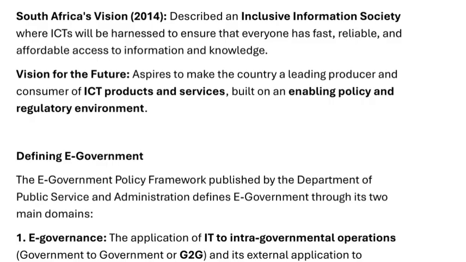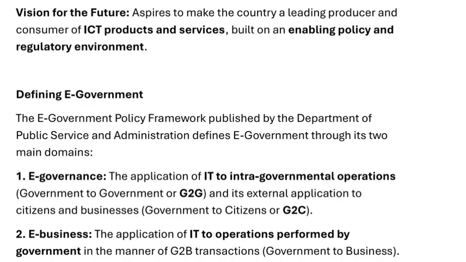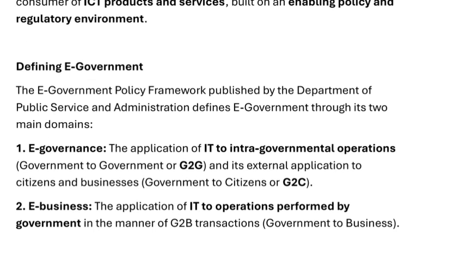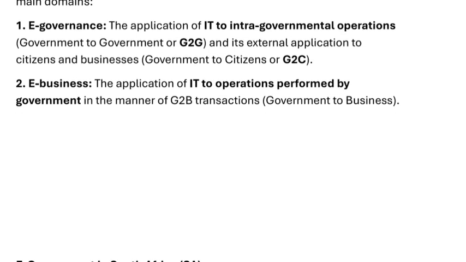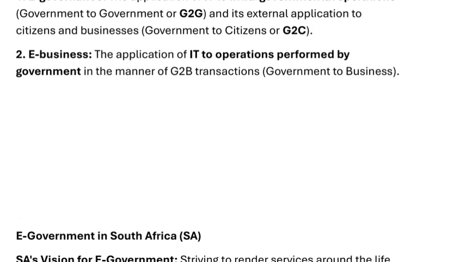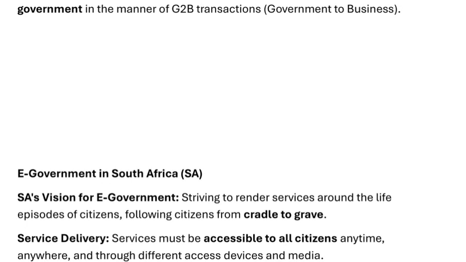Vision for the Future aspires to make the country a leading producer and consumer of ICT products and services, built on an enabling policy and regulatory environment. Defining e-government: the e-government policy framework published by the Department of Public Service and Administration defines e-government through its two main domains: 1. E-governance, the application of IT to intragovernmental operations, government to government or G2G, and its external application to citizens and businesses, government to citizens or G2C. 2. E-business, the application of IT to operations performed by government in the manner of G2B transactions, government to business.